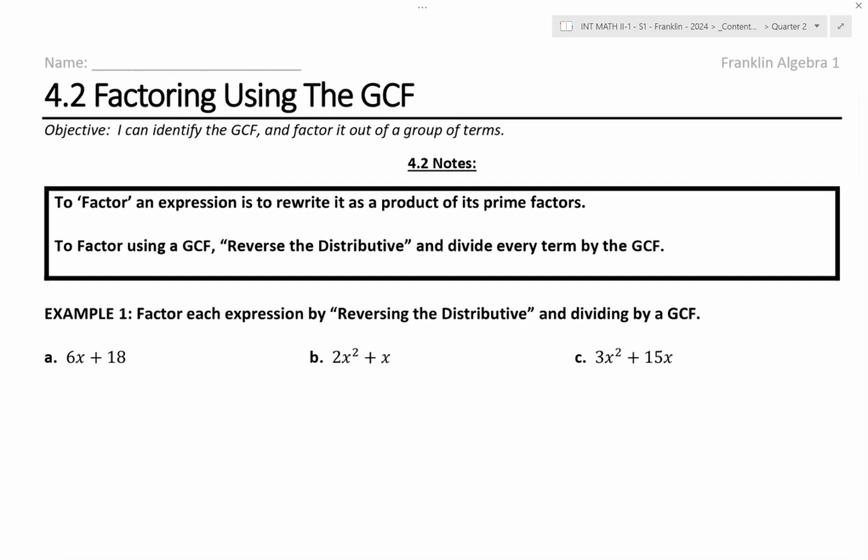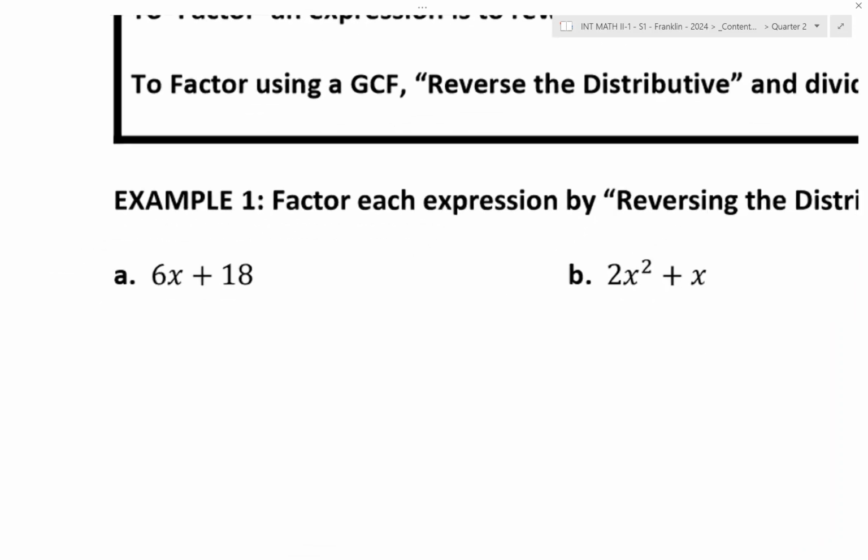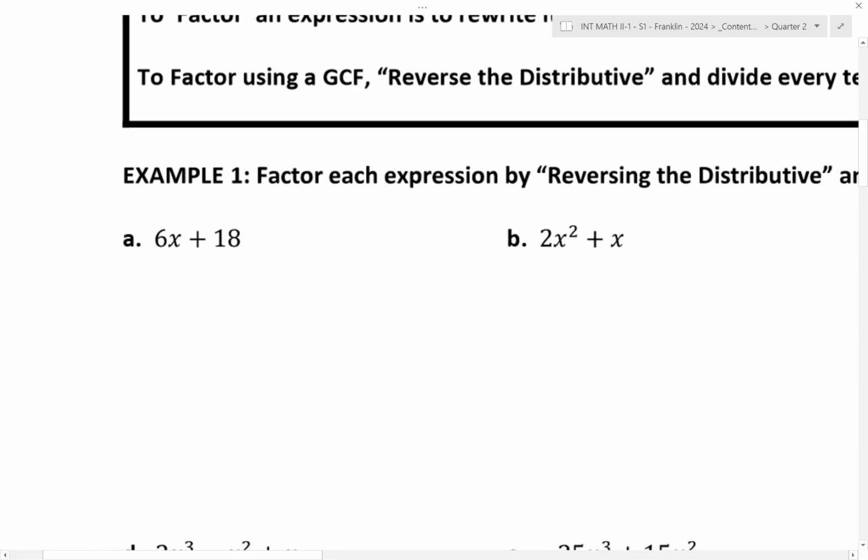Now to factor using a GCF, you can think of it as the reverse of the distributive property. So we're going backwards through that process and dividing each term by the GCF. Our process here is just to find the GCF of each term in each polynomial and then divide it out of each one. So for example A, we have 6x and 18.